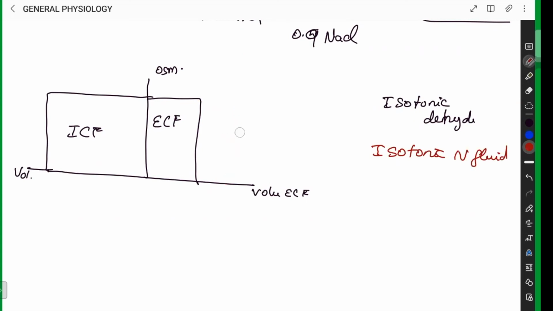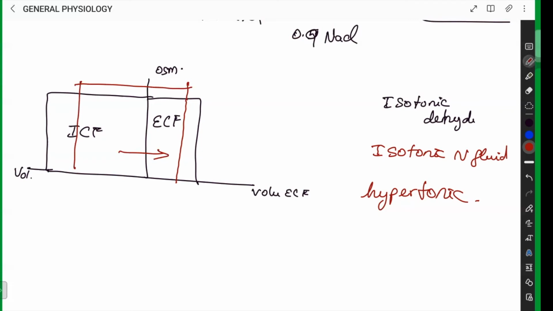Third condition, I am going to administer hypertonic fluid. So what happens when I administer hypertonic? There will be an increase in the volume, but there is also going to be an increase in the osmolarity. Because of this, there is a shift of fluid. In order to compensate for the hypertonicity of your ECF, there's a shift of fluid from your ICF to your ECF. Therefore, what happens?